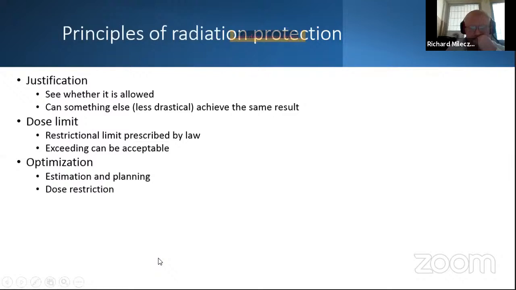Then comes dose limit. This is basically drawing a line in the sand. If this dose limit is exceeded, then someone is probably getting sued, unless certain conditions are met. For example, if what you are trying to do happened while you are trying to save lives, or trying to prevent a disaster from happening.